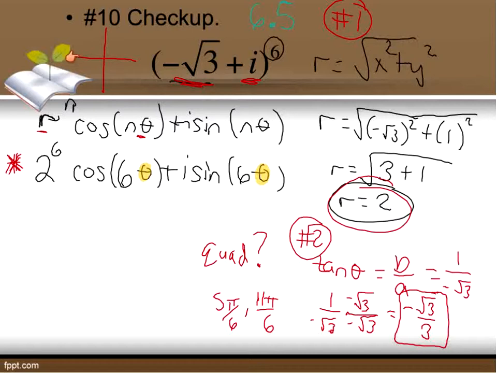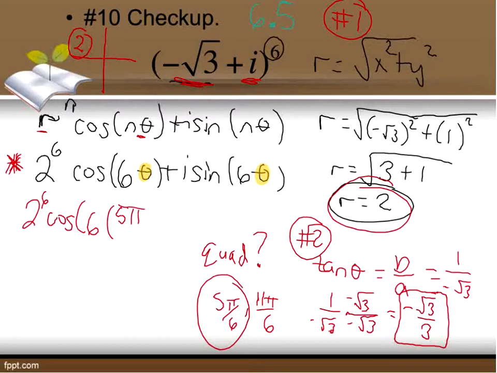Okay, if you go negative root 3, that is to the left. If you go positive I, that is up. What quadrant are we in up here? What's negative root 3 plus I? Quadrant 2. Which one of those points is quadrant 2? This one. So that is your theta. We are going to replace our theta with 5 pi over 6. Okay, let me give you a minute to simplify that and let's see what you get.